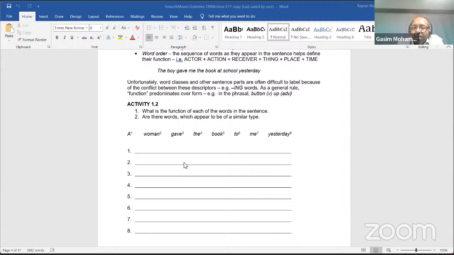Like A is an article. Woman is the actor. Tell me what's going on. Like A, A makes it clear who is being taught. Well, it actually makes it clear, I'm sorry, not who is being taught. It doesn't make it clear who. It makes it clear that there's just one, right? And it also makes it clear what that is.